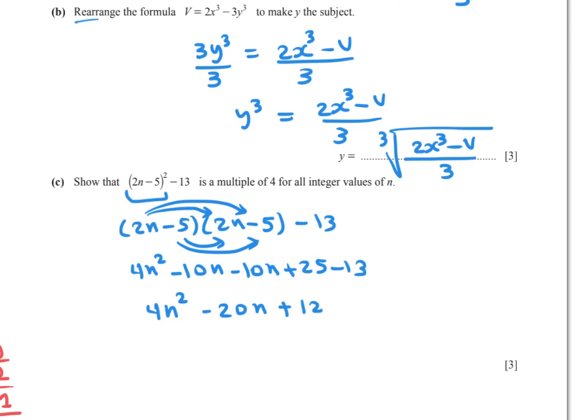We can take 4 common, so you have 4 into (n squared minus 5n plus 3). So this means this expression is divisible by 4, or a multiple of 4, because it is divisible by 4, so this is a multiple of 4 for any integer value of n.